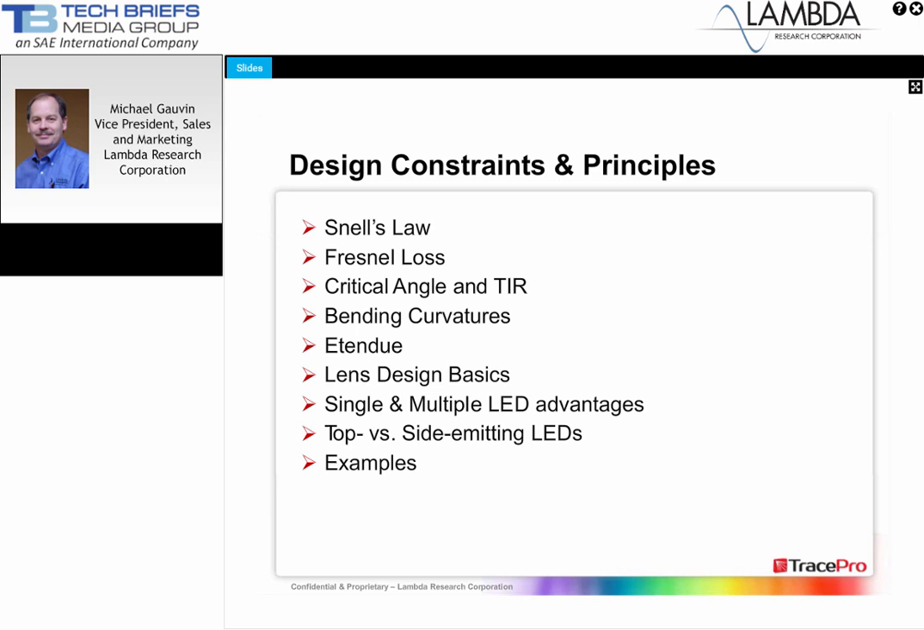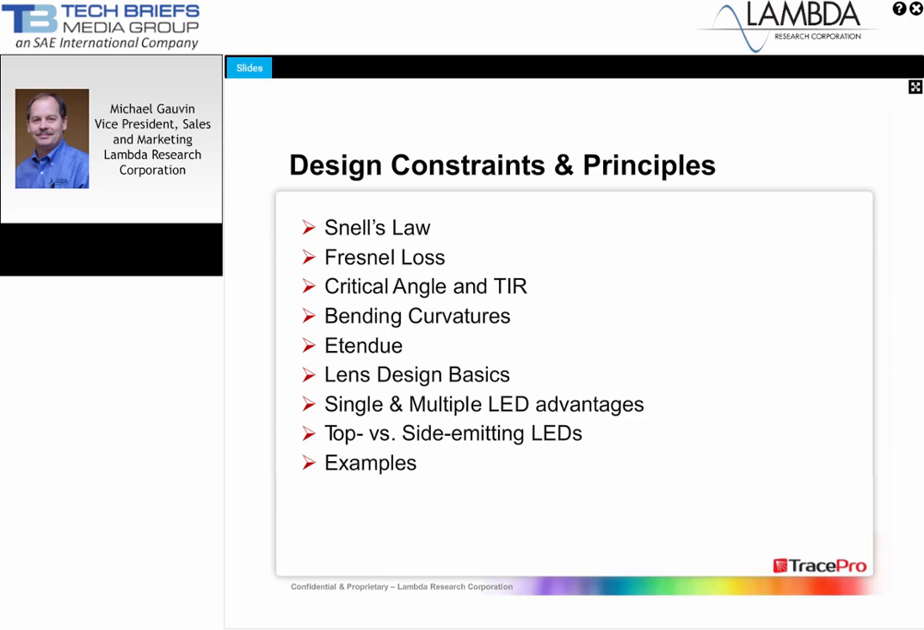So let's talk a little bit about what's going to constrain our design. And we have to know a little bit about the optical principles involved in doing an LED lens design. And the first one is Snell's law. Then we should also understand Fresnel loss, and what is critical angle and total internal reflection. What does bending curvatures do for us? What is étendue, and how do we use that in a design?